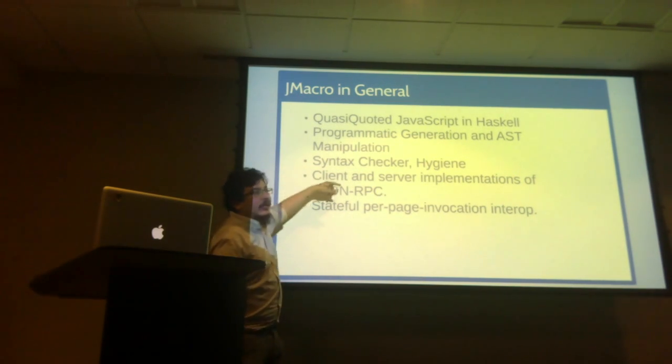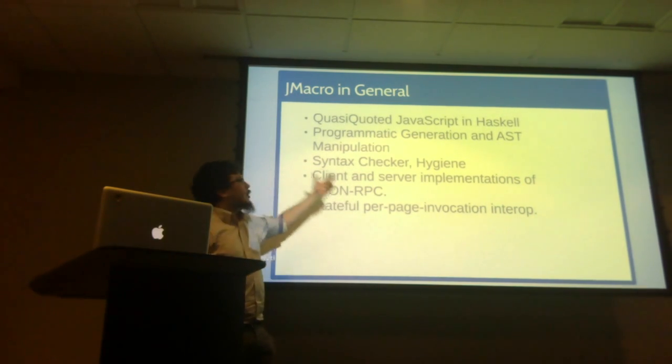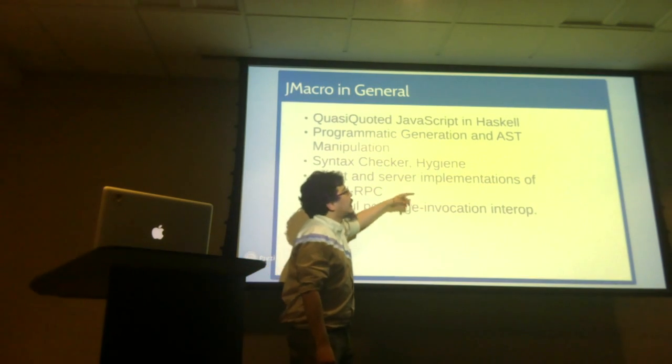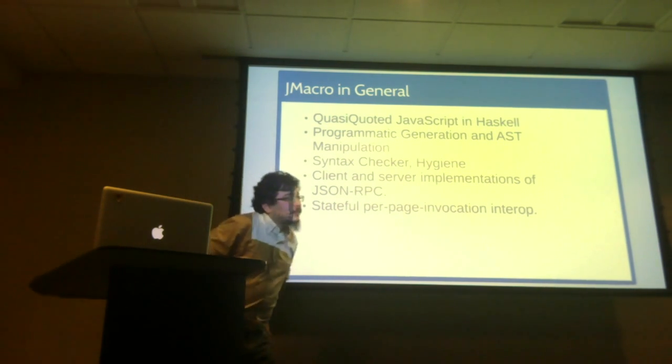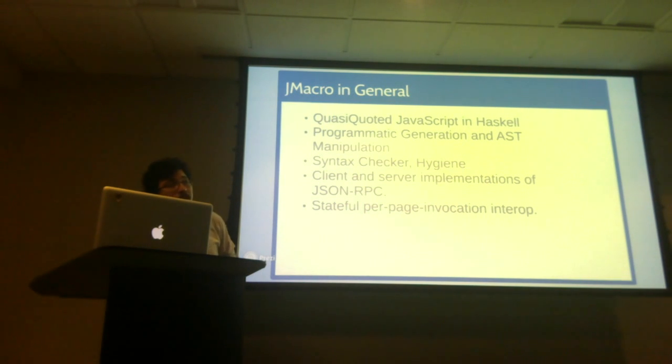It's got a syntax checker. It'll check for correctness. It'll check that your regexes are real too while it's at it. It'll implement hygiene so that it does unique naming. It gives you better scoping rules than JavaScript, which are atrocious. On top of that, we built client and server implementations of JSON RPC and stateful per-page invocation sort of interops.